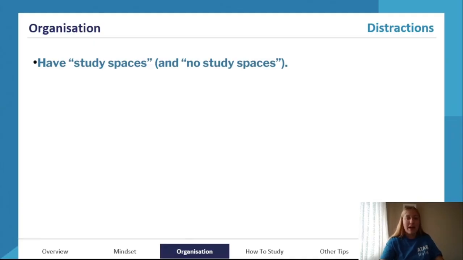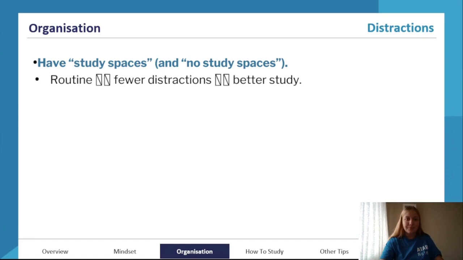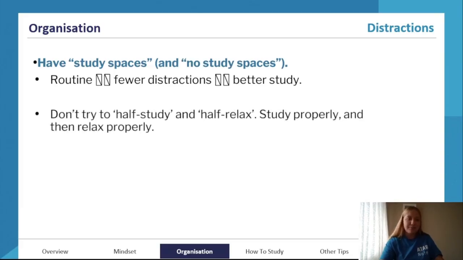There might be noise, might have our family around, and we need to separate these kinds of spaces as no study spaces. I will not study in here. It's not effective. It's potentially a waste of my time and might lead to other distractions. So if we have a routine with fewer distractions, we will have better study, which is what I'm getting at. We can't try to half study and half relax, especially if we're using this study space. This is likely to happen. We need to study properly and then relax properly.